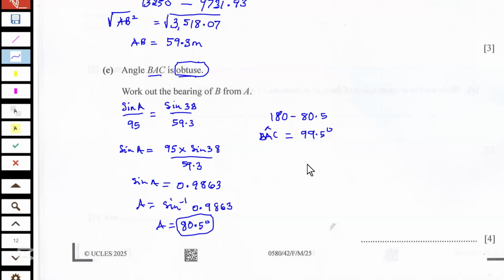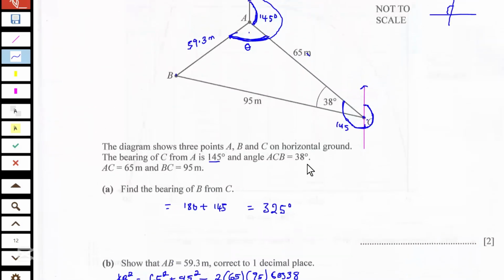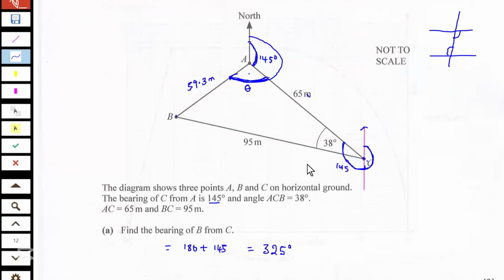Now, work out the bearing of B from A. Now, I have found the angle theta to be 99.5 degrees. Now the bearing of B from A is going to be the sum of 99.5 degrees and 145 degrees. We're adding angle theta. The whole of angle theta is added to 145 degrees to give the bearing of B from A.